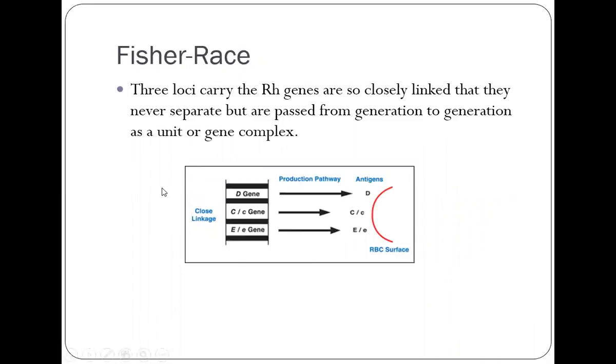So again, I said there are 3 loci that carry the Rh genes very closely, that they're linked and that they never separate. So they're passed from generation to generation. So this is an explanation of the Fisher-Race. It's saying that there's a D gene, a big C little c gene, and then a big E little e gene. When it's inherited through a child, they're all going to be inherited together, and they're going to show on the red blood cell surface. So this is a primary linked set of antigens.